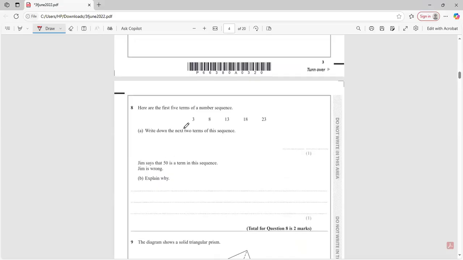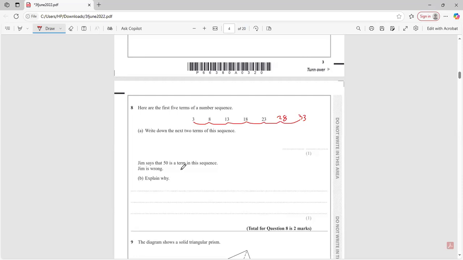It says here are the first 5 terms of a number sequence. Obviously, this looks like an arithmetic sequence. How do I know? Because between 3 and 8 is 5. Between 8 and 13 is 5 again. Between 13 and 18 is 5. And between 18 and 23 is 5. It says write down the next 2 terms of this sequence. So that's going to give me 28, and 28 plus 5 should be 33.